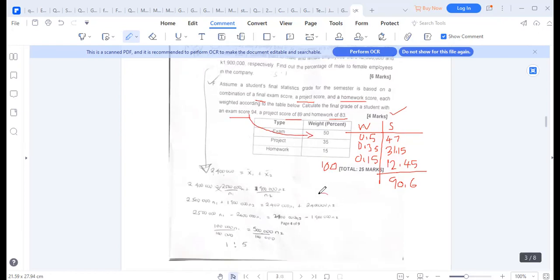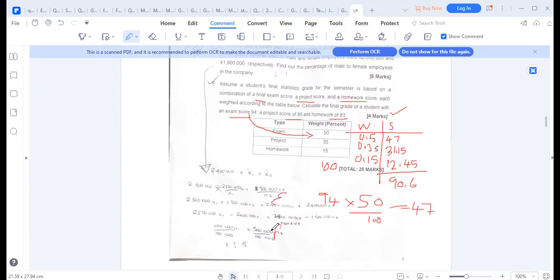94 will be multiplied by what? If you want to multiply them directly, 50 divided by 100. This will give you 47. That is for the exam.